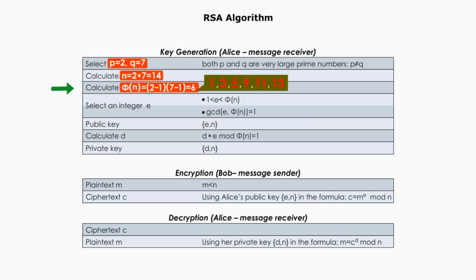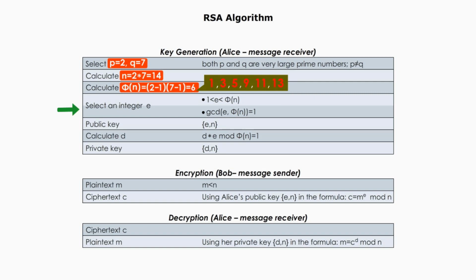It's much easier to use this formula to find the number of co-prime numbers with 14. The phi function of n is (p minus 1) times (q minus 1), which equals 6. And 6 means these 6 numbers: 1, 3, 5, 9, 11, 13.